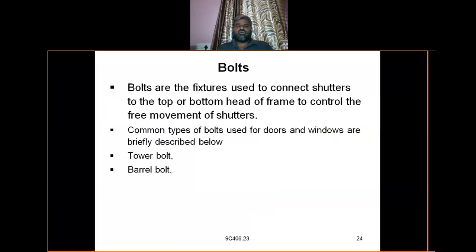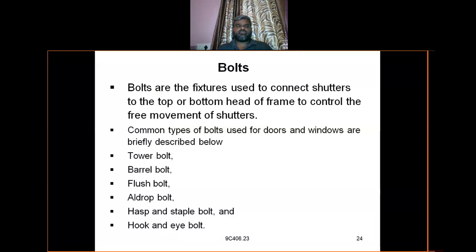Now bolts. Bolts are the fixtures used to connect the shutters to the top or bottom head of the frame to control the free movement of shutters. Common types of bolts used for doors and windows are briefly described like this: tower bolt, barrel bolt, flush bolt, all drop bolt, hasp and staple bolt, hook and eye bolt.